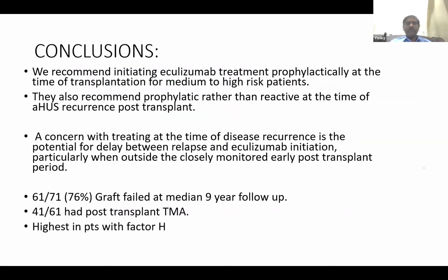So based on this, they concluded that initiating eculizumab treatment prophylactically for medium to high risk patients enhances the graft survival. They also recommend prophylactic rather than reactive at the time of atypical HUS recurrence. So what is reactive? Reactive is where we give eculizumab when the patient has a recurrence. Here, prophylactic, whether the patient has a recurrence or did not have a recurrence, we give eculizumab routinely to all patients at a fixed interval of time. Whereas in reactive, they give it only when they have atypical HUS.